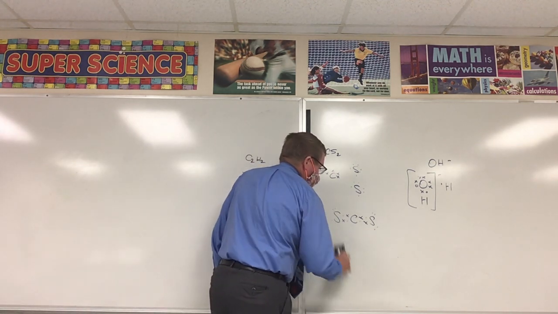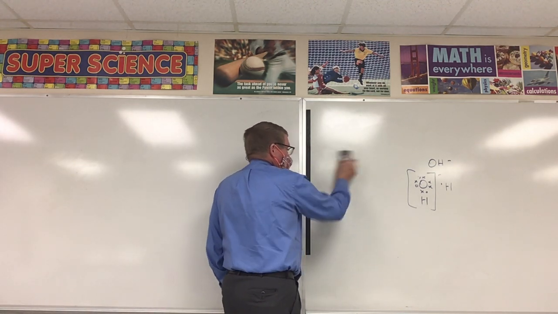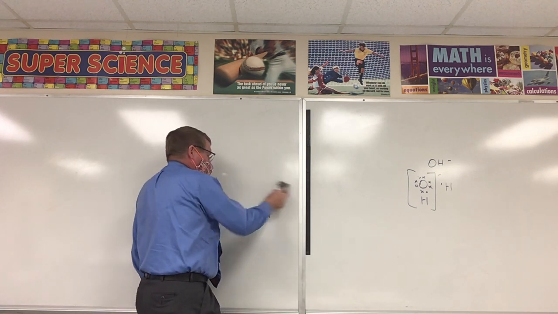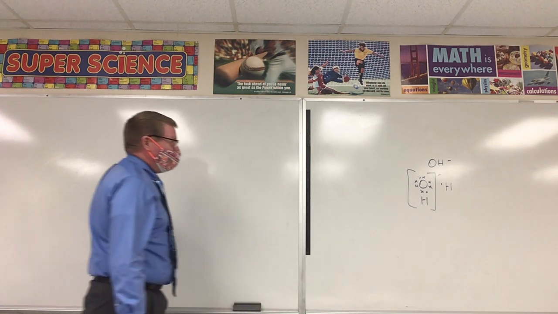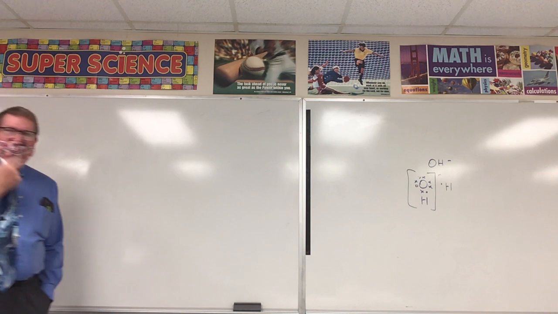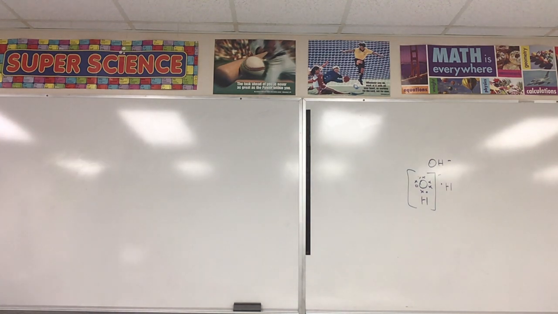Let's look at another one. Do you always put the extra electrons like an open circle? You don't have to. I do that so you can see where that extra electron came from, but you can just use dots or X's, whatever you want to do there. Let's look at another one.